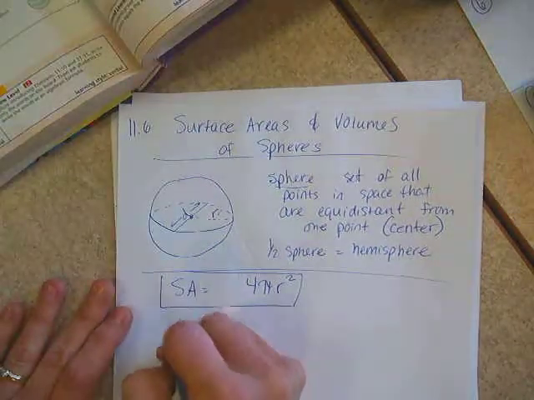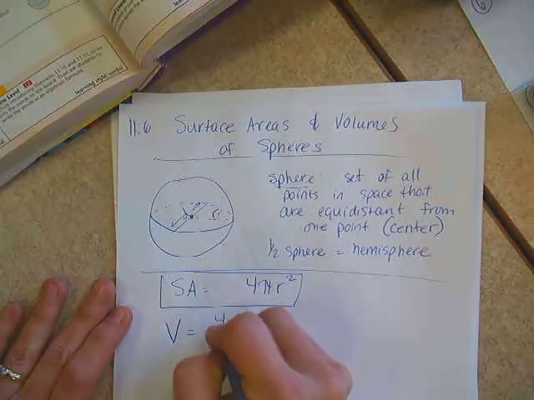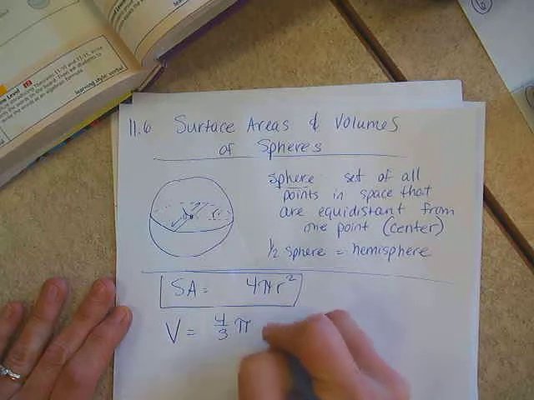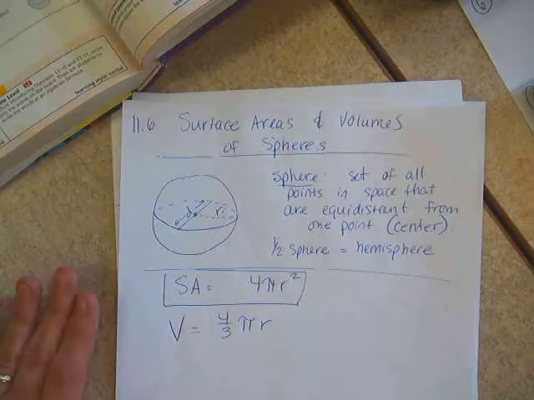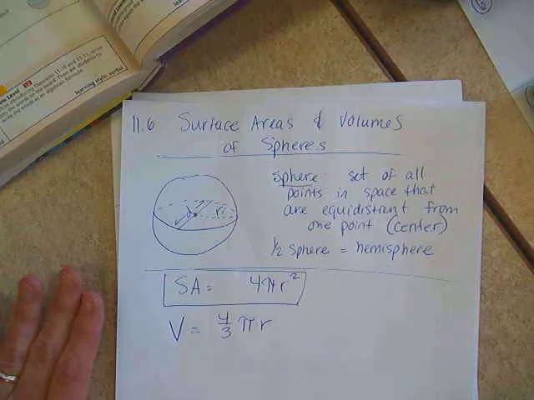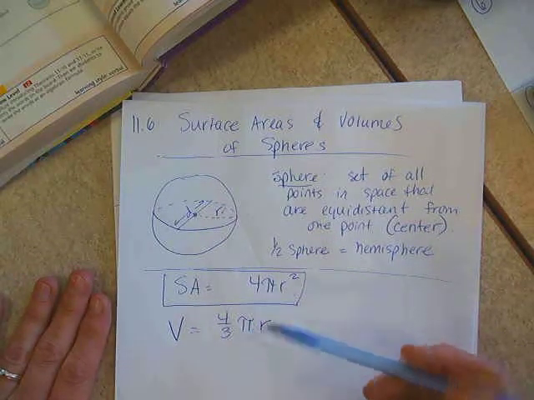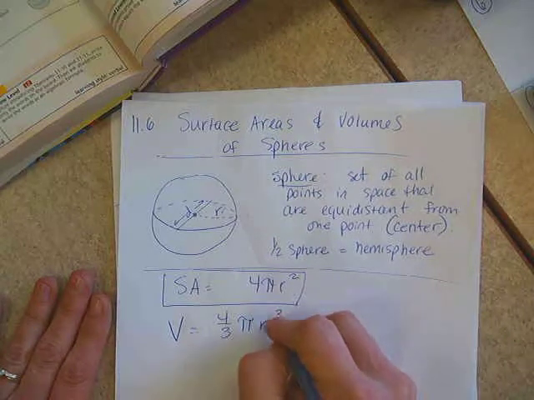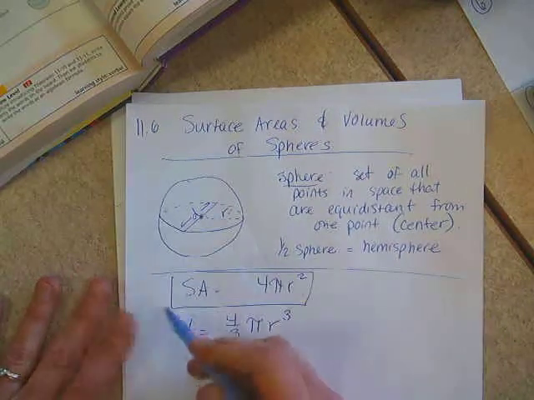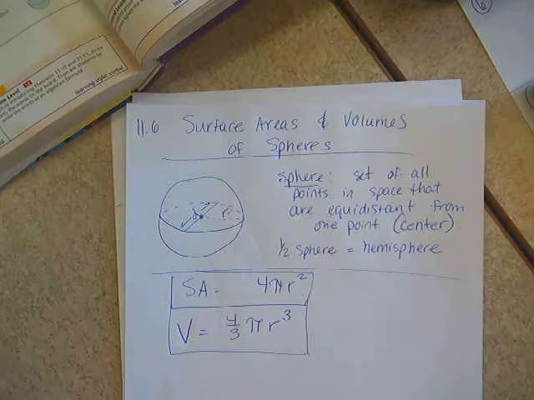I'm going to give you the volume formula at the same time so you can see the difference. That is 4/3 with the pi and the r, but since area is squared and volume is cubed, it is 4/3 pi r cubed.